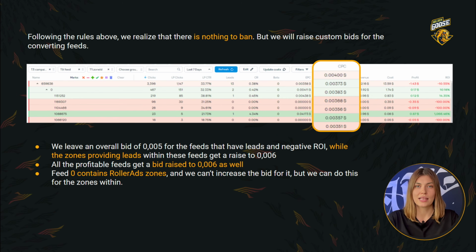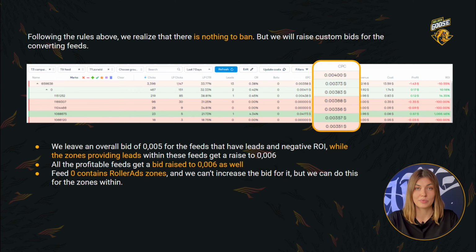Following the rules, we realize that there is nothing to ban, but we will raise custom bids for the conversion feeds. Here the stats are different from the previous campaign, and we see that in general the feeds that gave leads are not all profitable. So we will proceed like this.